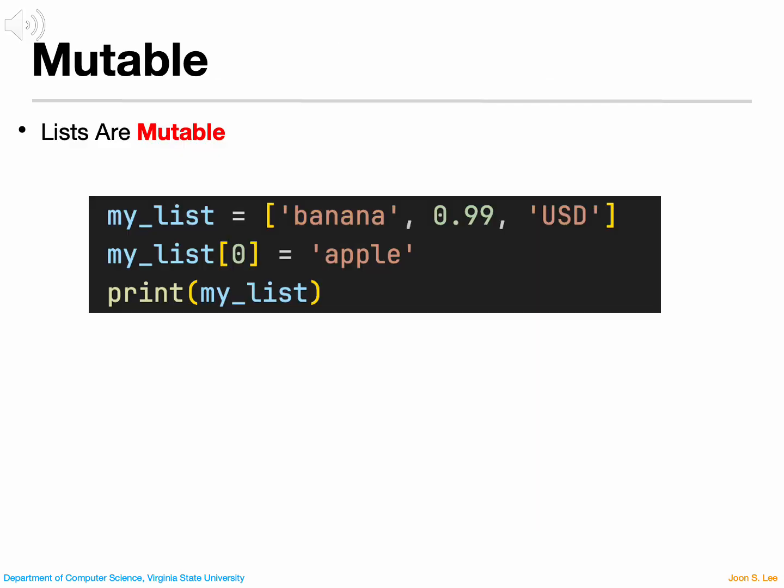Let's look at the example here. The original list starts with banana as the first item. But in the second line, we're replacing that first item at index 0 with the word apple. When we print the list, the output is apple 0.99 USD.